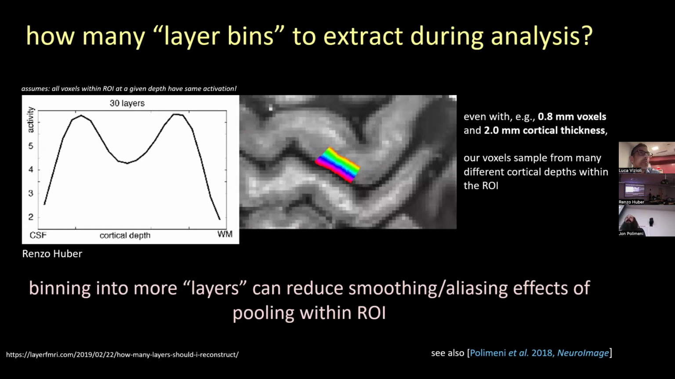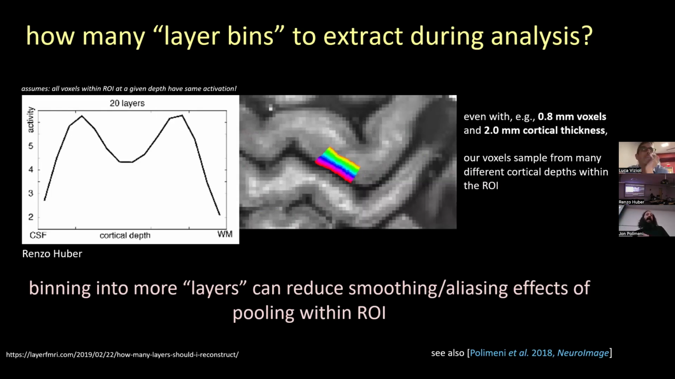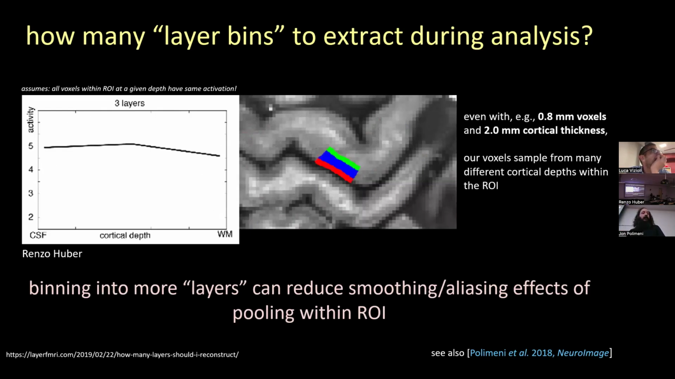A big question I'd like to come back to later comes up a lot with reviewers. A lot of reviewers are like, gosh, you have 0.8 millimeter voxels and a 2 millimeter cortical thickness. How is it that you're able to divide up the cortex into 20 bins? It's because, again, each location is sampling a different subset of cortical depths, and by pooling across this large ROI, we can resolve a nice, smooth laminar profile, which I view as eliminating aliasing that would be seen if you only looked at one cortical location at a number of depths.